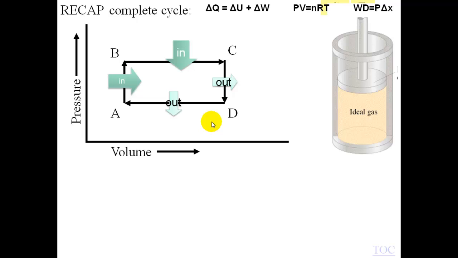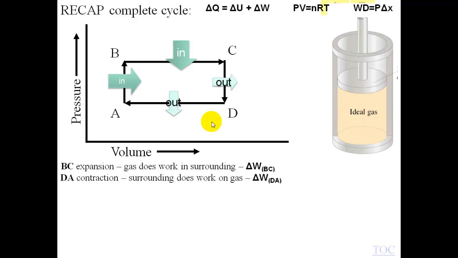Let's take that one step further. During the expansion from B to C, the area under the graph is the work done by the gas on the surroundings. So it's delta W or WBC. Likewise, going from D to A, there's a contraction. This is work done on the gas. Which is greater? Well, the area under BC is greater than the area under DA, so therefore, expansion does more work than the contraction.